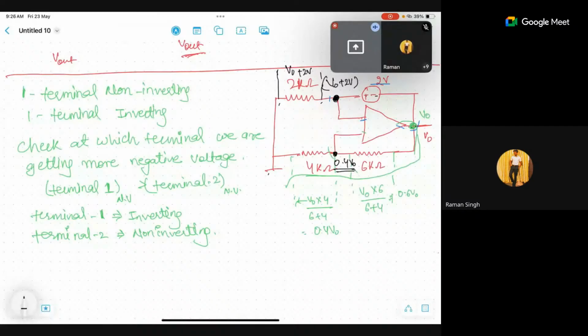Now one terminal is V naught plus 2 volts and the other terminal is 0.4 times V naught. Which voltage is greater? V naught plus 2 volts. So that is the greater voltage. So this terminal is negative, and this terminal is positive.